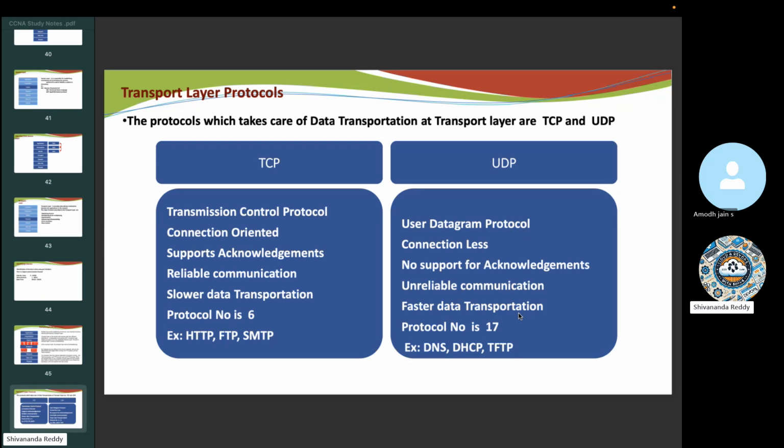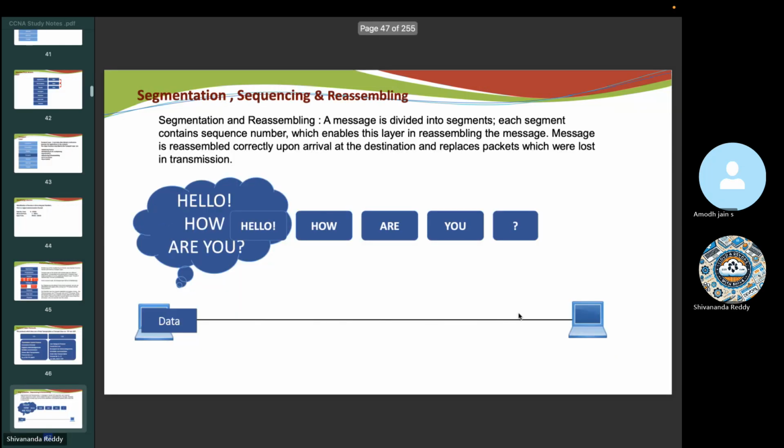What is the difference between TCP and UDP? TCP, transmission control protocol. UDP, user datagram protocol. Connection oriented, connectionless protocol. Supports acknowledgement, does not support any acknowledgement. Reliable communication, unreliable communication. Slower data transfer rate, faster data transfer rate. Protocol number is 6, protocol number is 17. HTTP, FTP, SMTP. When it comes to UDP, DNS, DHCP, TFTP. These are the major differences between UDP and TCP.